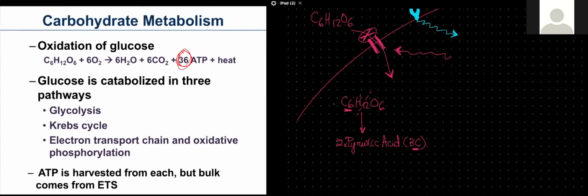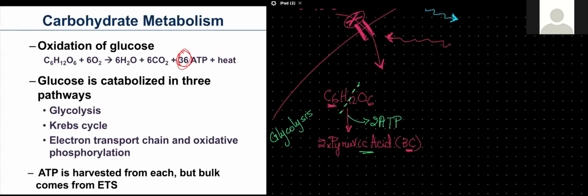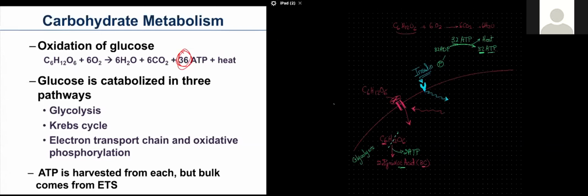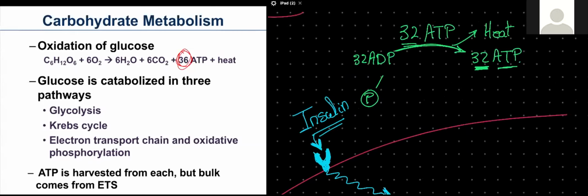Glycolysis is taking place in the cytoplasm. And this is going to yield 2 net ATPs. 2 ATPs that will be produced just by breaking down the glucose into 2 pyruvic acids. How many ATPs should I be producing from each glucose again? Around 32.